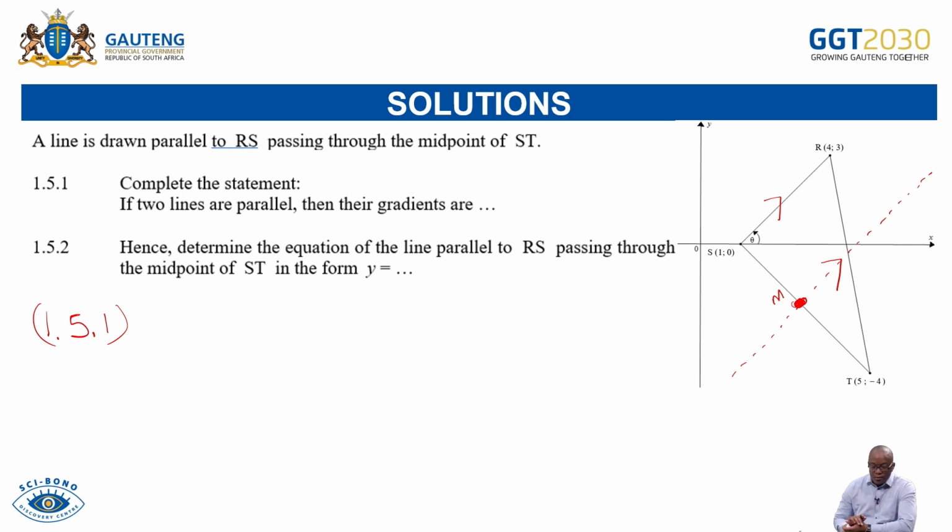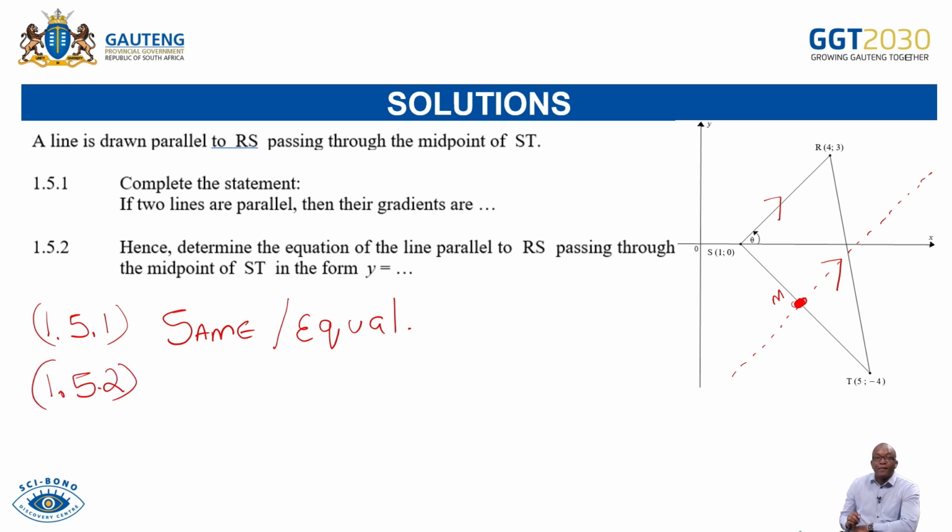So now, 1.5.1, they're saying you must complete the statement. If 2 lines are parallel, their gradients are... and these are the concepts that you need to understand. Parallel lines can have the same gradient, or you can say their gradients are equal. Whichever reason you give between the two, you get it right. You can either say the gradients are the same or the gradients are equal.